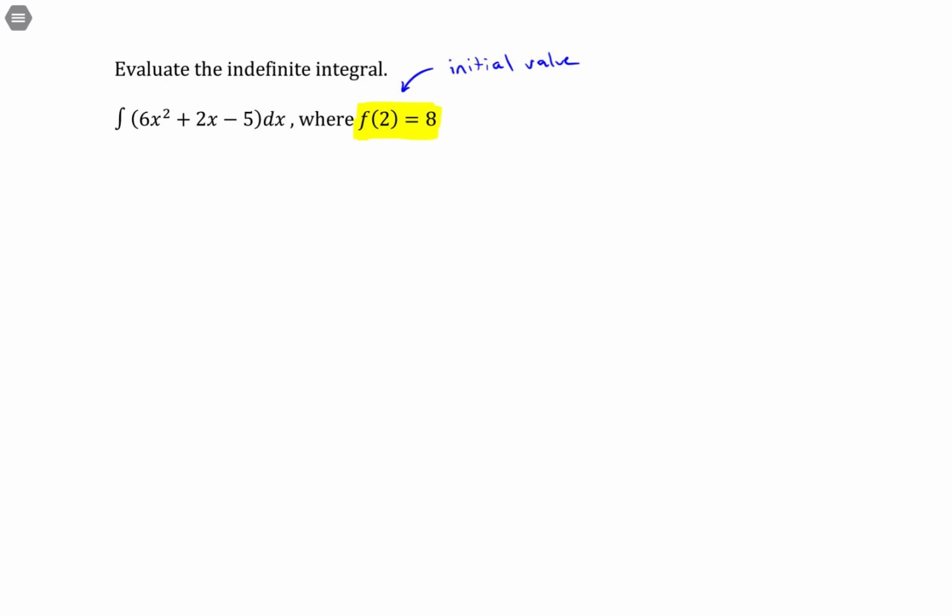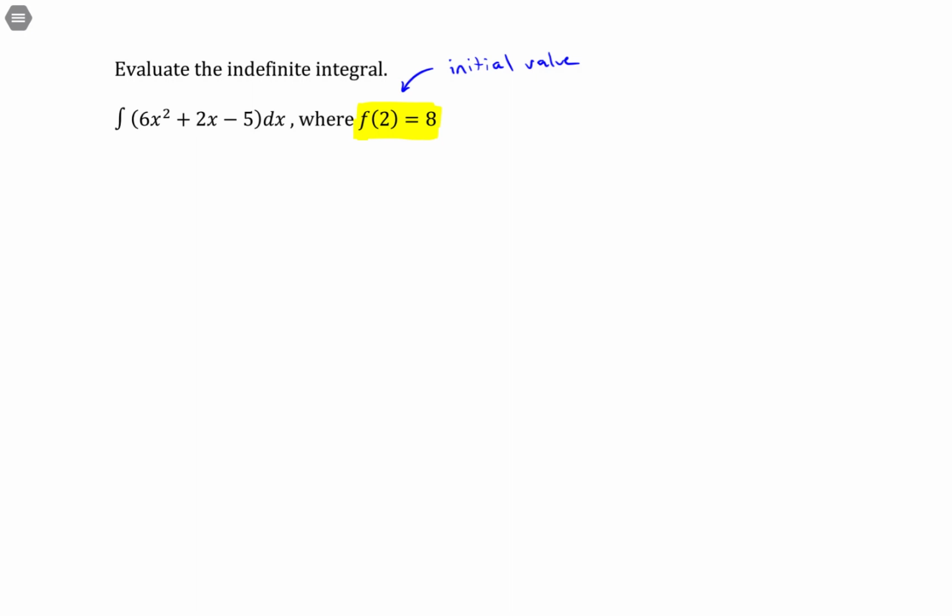express in what's called general form. And general form tells us that we just put a plus c at the end of the thing. We do that most of the time, but occasionally we'd like to solve for a particular solution. So for a particular solution of a differential equation, you need an initial value. And that's what we have right here.